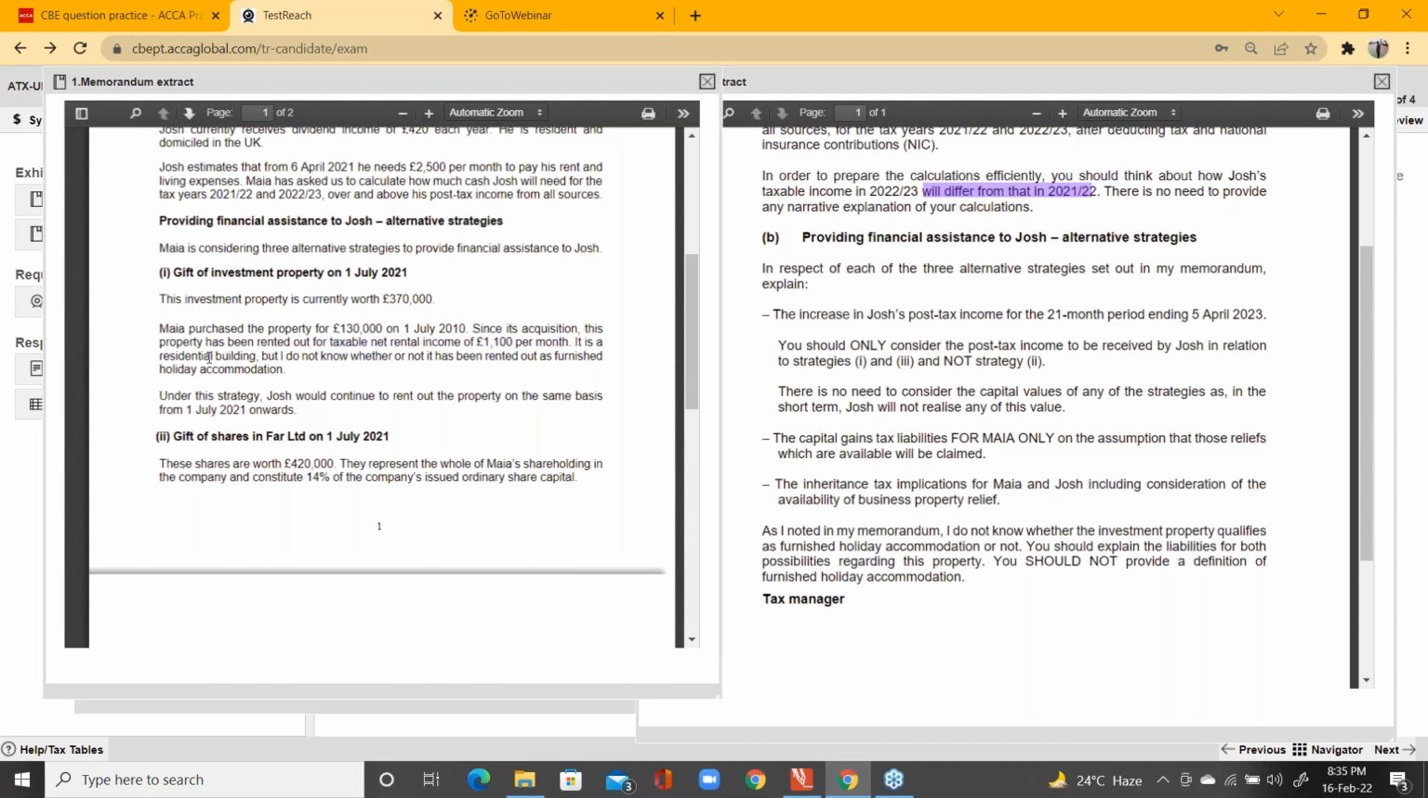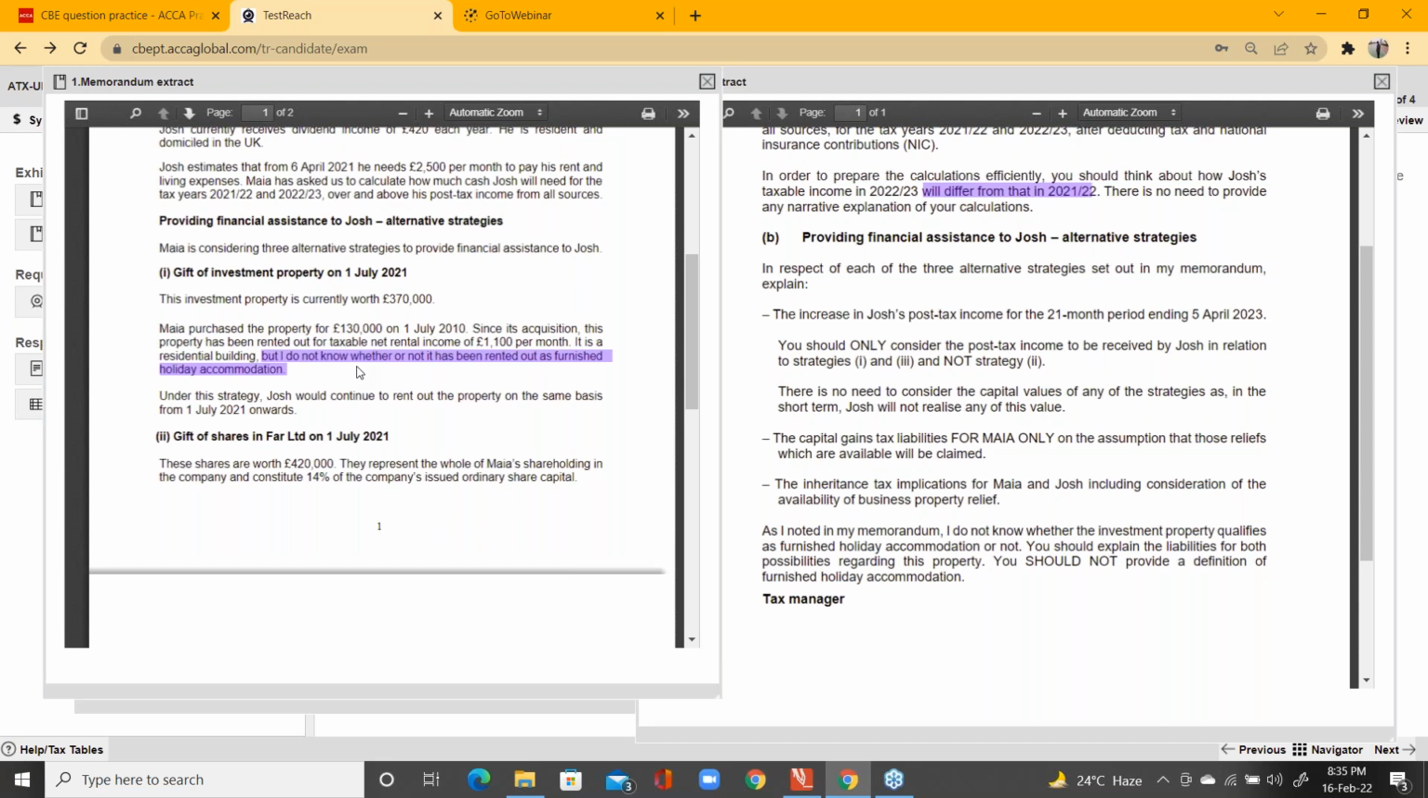It is a residential building, but I don't know whether or not it has been rented out as furnished holiday accommodation. By having these statements, it means there could be a possibility that our manager would be asking what will happen if this property qualifies as FHL property, and if this property does not qualify as FHL property.